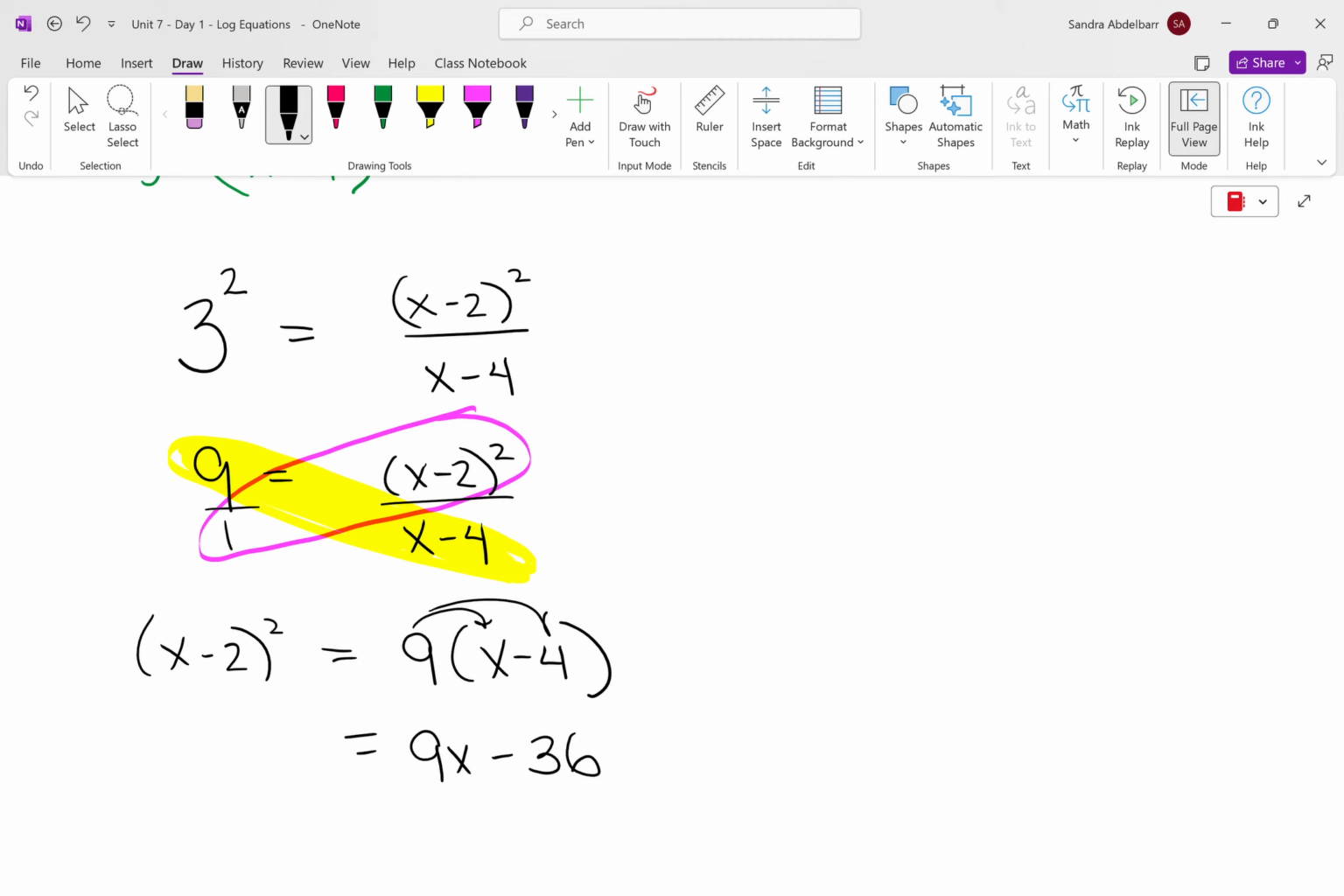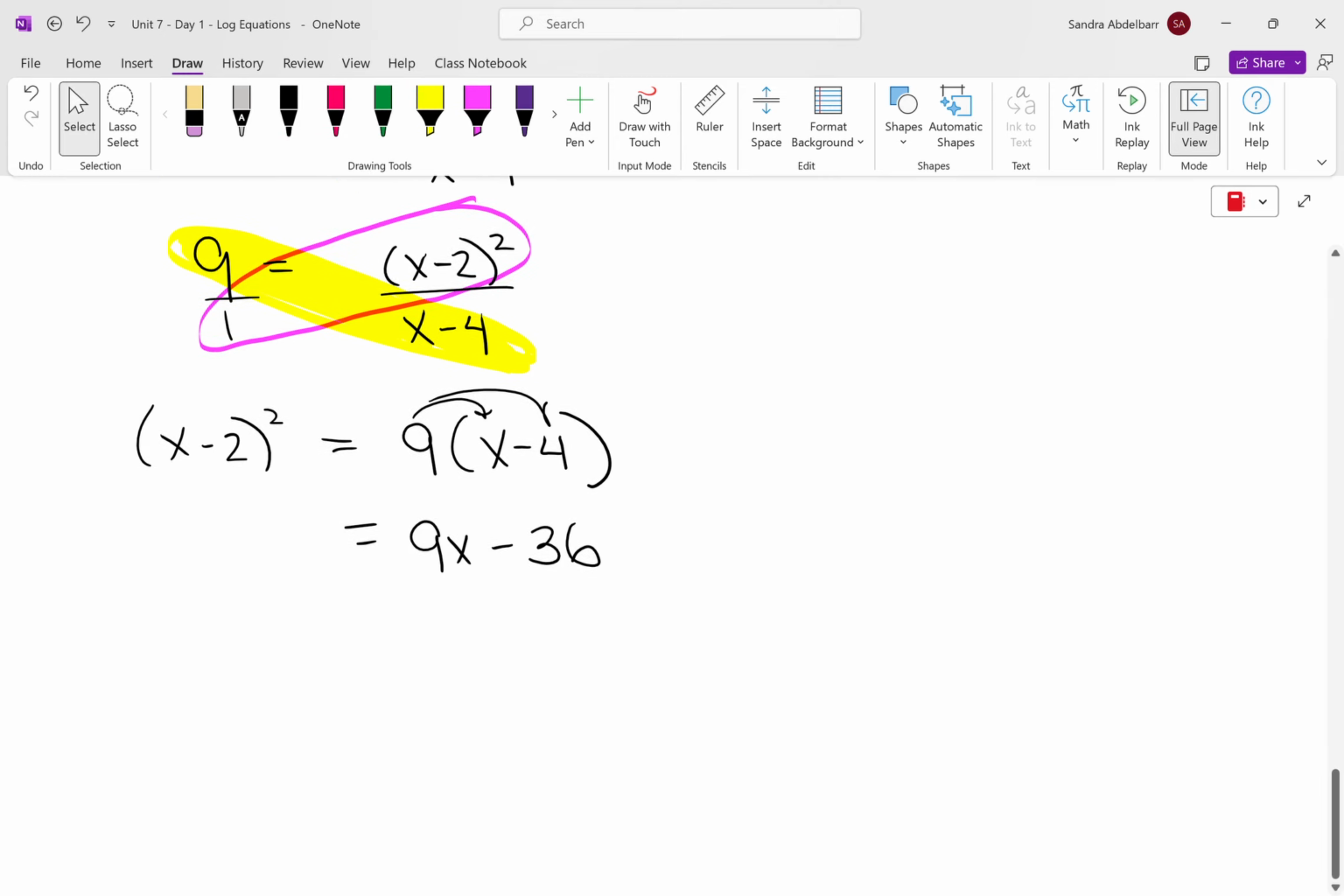What do I have to do with that x minus 2 quantity squared? Any guesses on what I have to do there? Foil it, exactly. When we foil it, this is going to be x minus 2 times x minus 2.